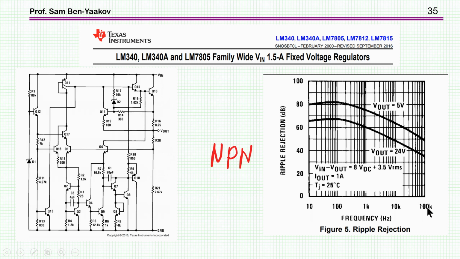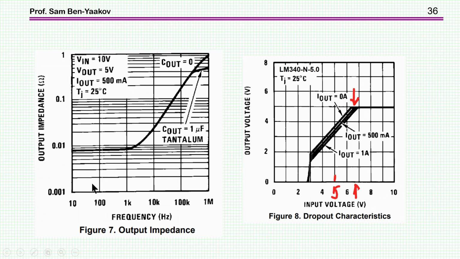However, it shows here only to 100 kilohertz. It's a very old unit, and at that time, people were not aware of higher frequencies, so it's limited to 100K. Now, what about the output impedance? We see that indeed, when the gain of the error amplifier is high, we see very low output impedance, and then it starts to go up as we would expect.